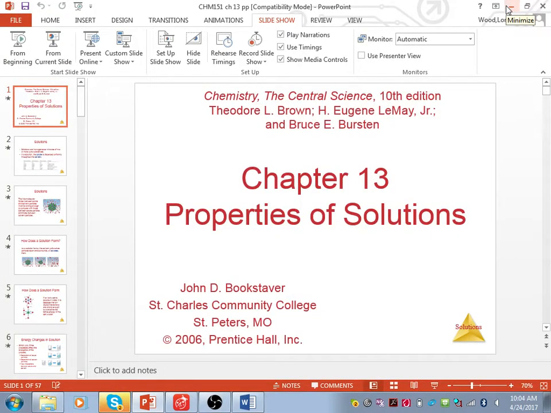Chapter 13 has to do with properties of solutions. Now, some of this stuff you guys already know. You know a lot of stuff about solutions already. Back in chapter 4, we did some calculations with molarity. You've done a lot of stoichiometry using this idea of properties of solutions. Now we're going to talk about how physical and chemical properties relate to some of the calculations that you already know how to do.